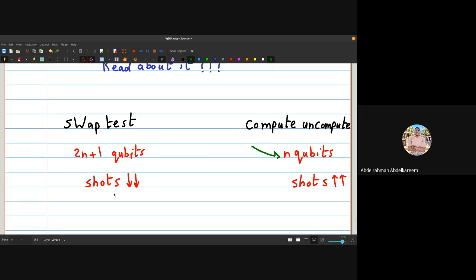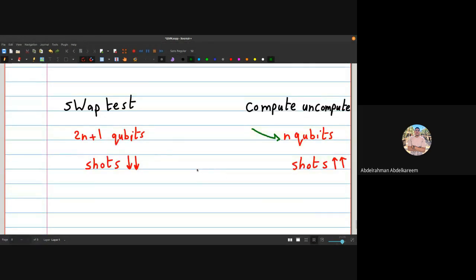Here, the shots are very low compared to the compute-uncompute because we only measure one qubit. But in our case, we measure all qubits and we need the probability of only one state. So let's say if I have 10 qubits, then I need a much higher number of shots to get a good approximation of the inner product. So it's another trade-off for the number of qubits, the depth of the circuit, and the number of shots.